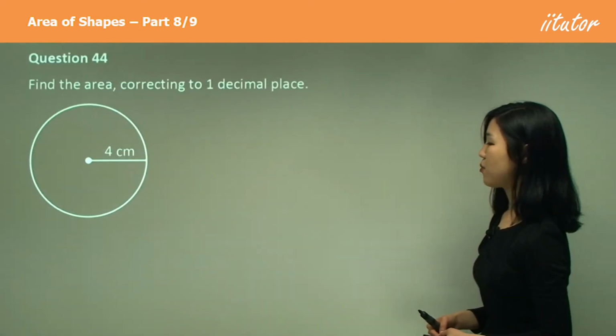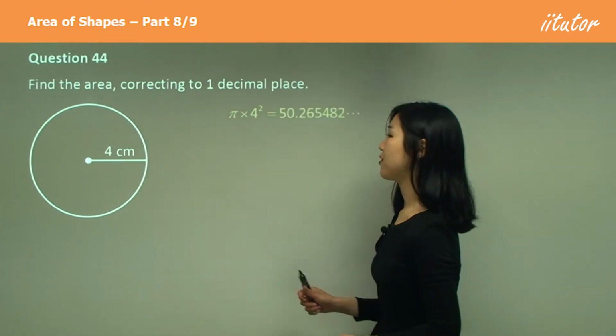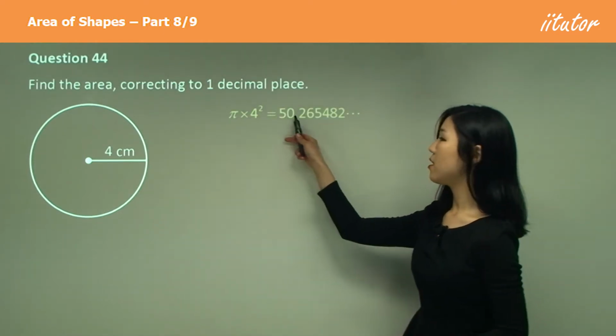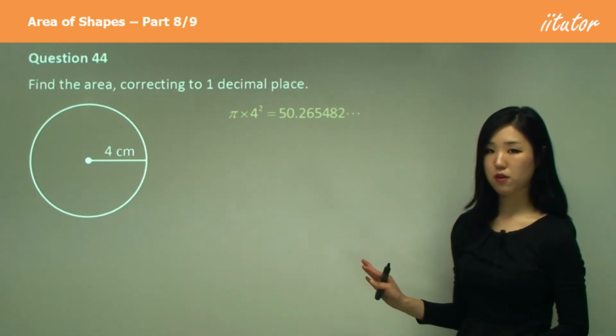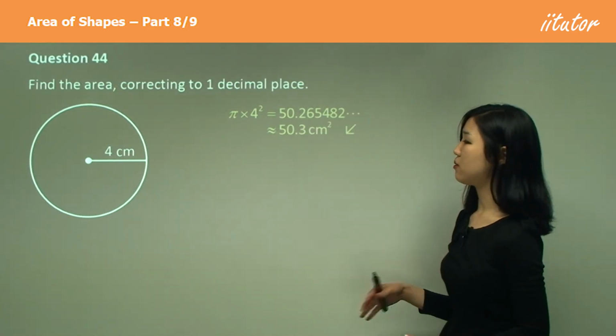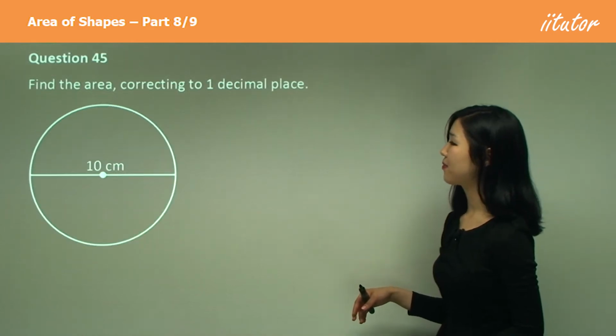Find the area correcting to 1 dp. Okay, they give you the radius, stick it into your formula, pi r squared. So pi times 4 squared, you should get this in your calculator. Please check if you do get this. This is very important. And to 1 decimal place, it's just that. Okay, say pi r squared, that's all I used.